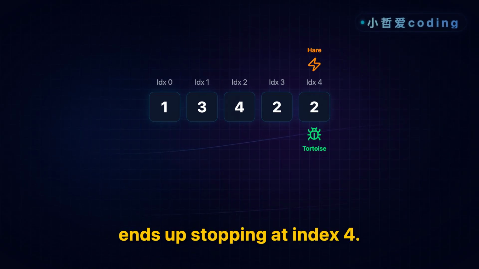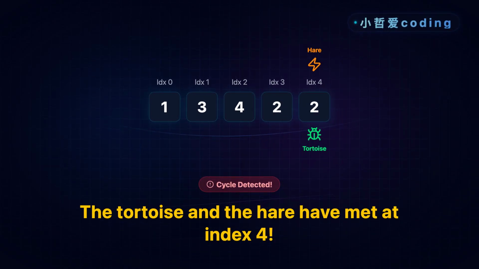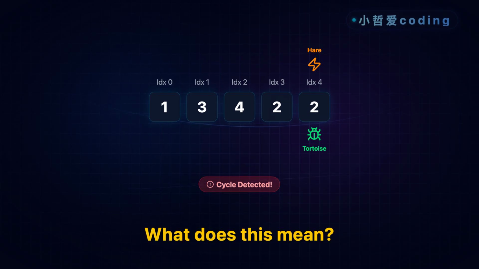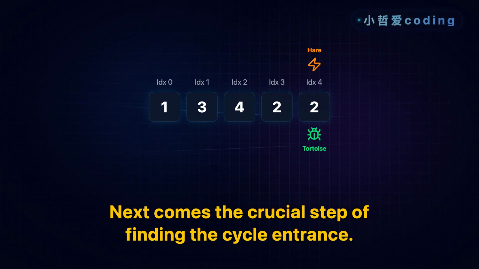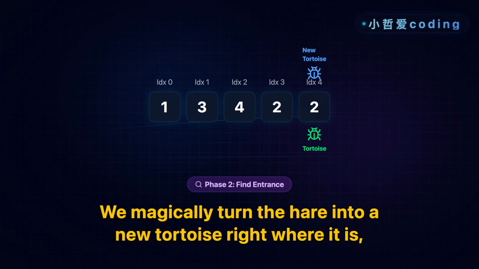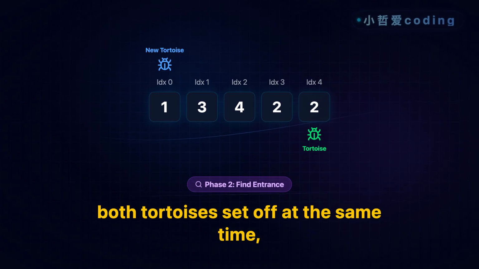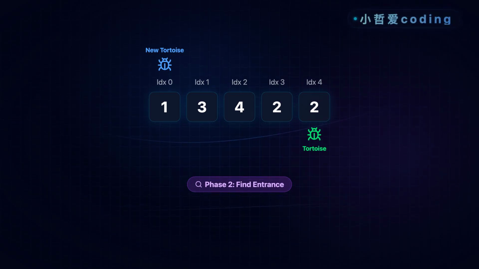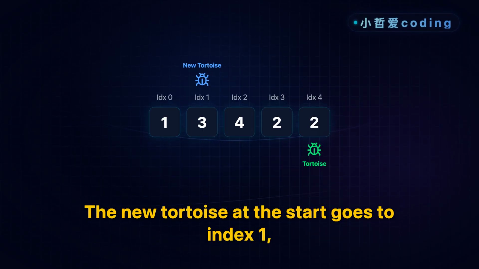Round 4. The tortoise crawls 1 step from 2 and arrives at index 4. The hare takes 2 steps from 4, and just like before, ends up stopping at index 4. Look closely here, everyone. The tortoise and the hare have met at index 4. What does this mean? It means there is indeed a cycle in our linked list. Next comes the crucial step of finding the cycle entrance. We magically turn the hare into a new tortoise right where it is, and we pick it up and drop it back at the starting line, which is index 0.